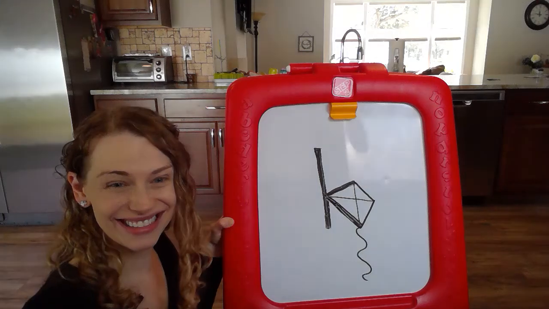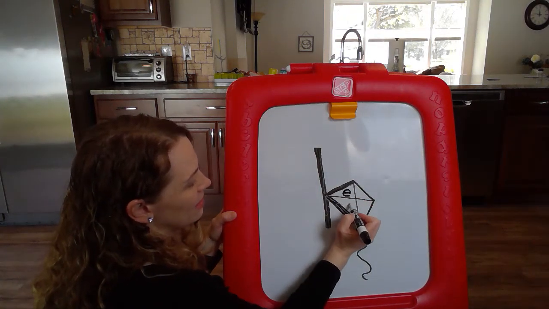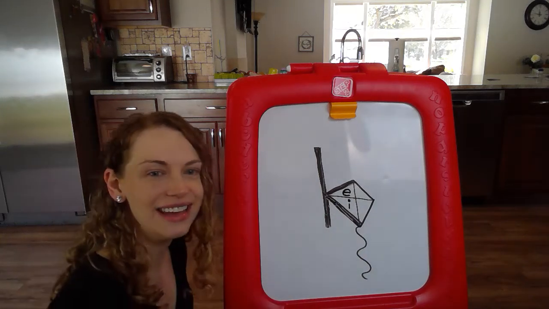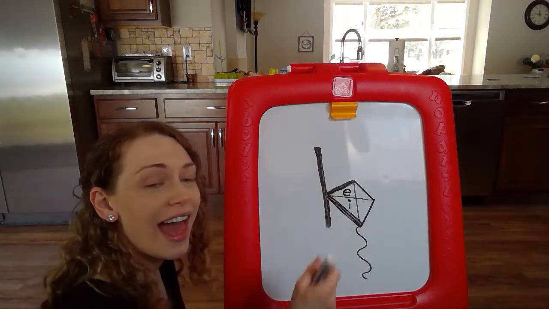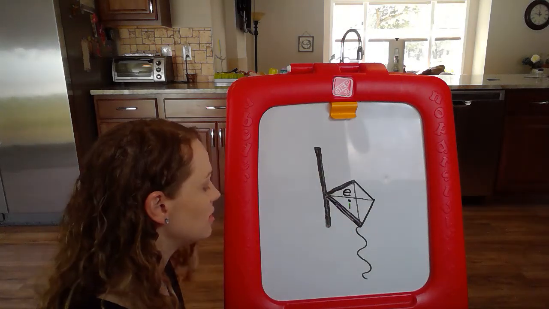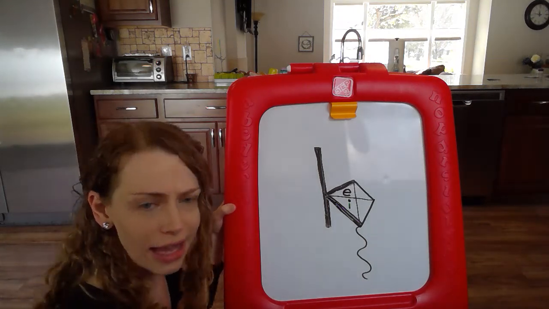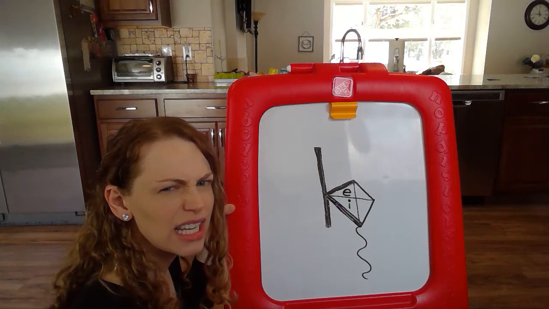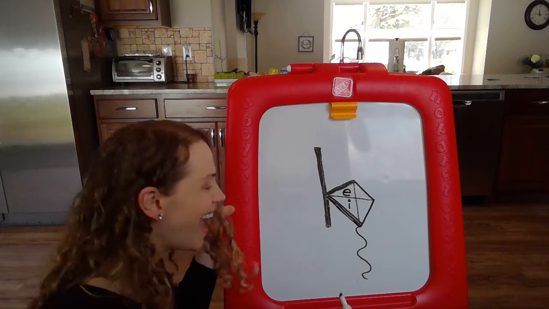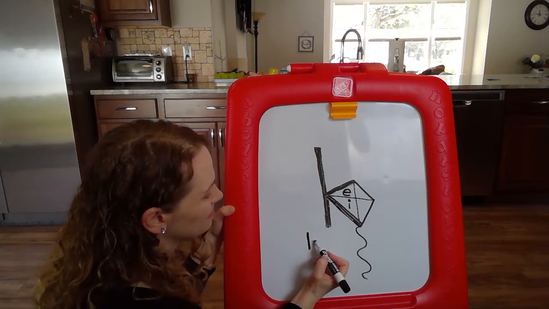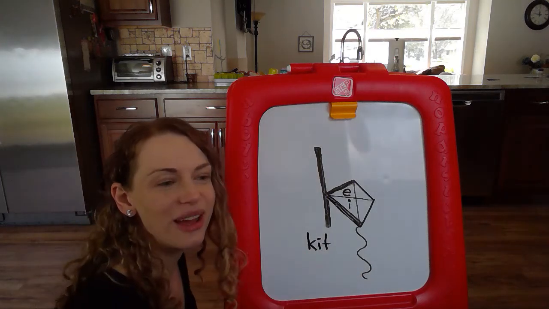Do you see my kite? Mm-hmm. And I'm going to add E and I, because K goes with E and I. So if I were to write the word kit, it has an I, what letter do I need to start with? K. It starts with K.